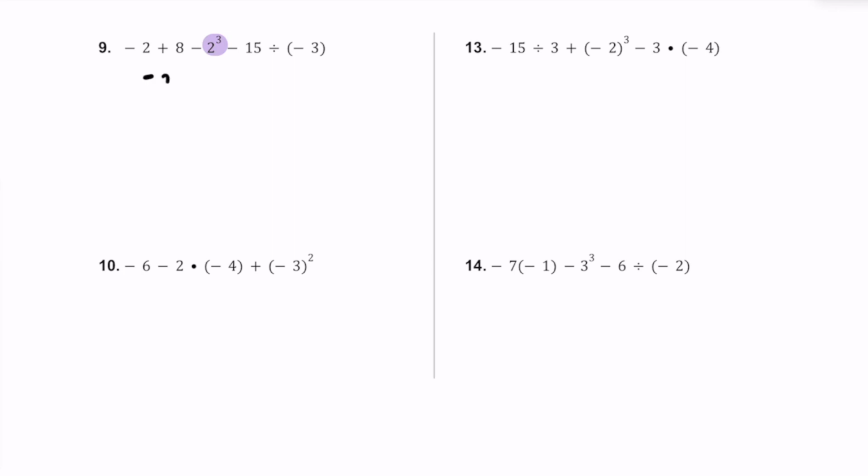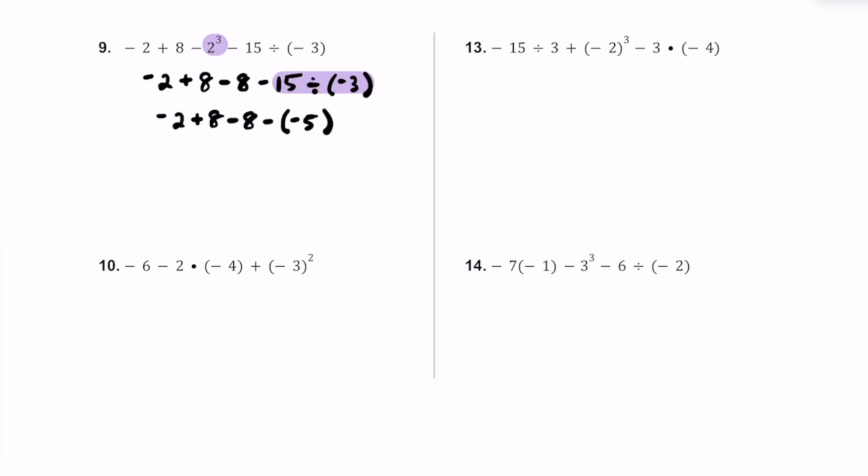So let's copy this down. We have negative 2, and then we have a plus 8, and then a minus 8 that we just found, and then we're subtracting this 15 divided by this negative 3. So we're only doing one step at a time here. Now between all these operations, the division is going to be the next most important. 15 divided by negative 3 is going to be negative 5. So we're going to have negative 2 plus 8 minus 8, take away, and then when we divide that, we're going to get a negative 5.